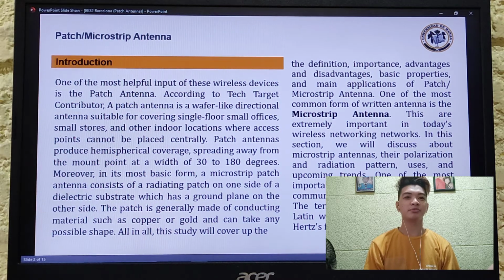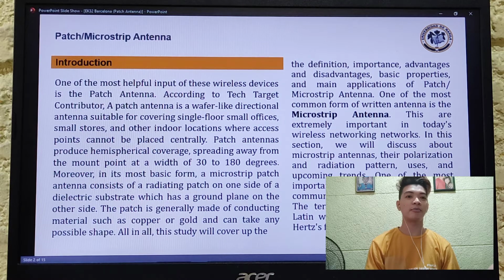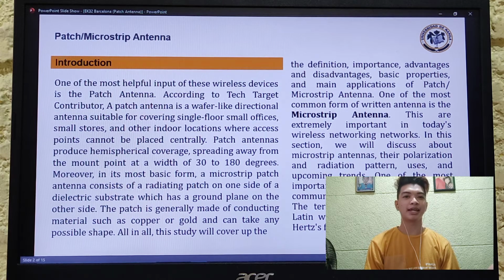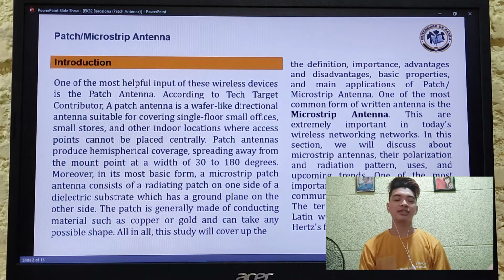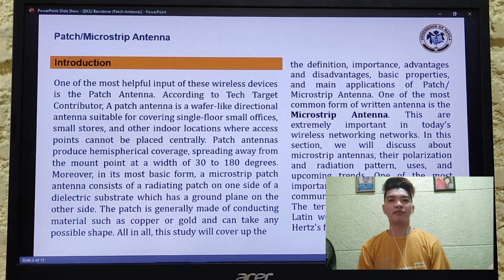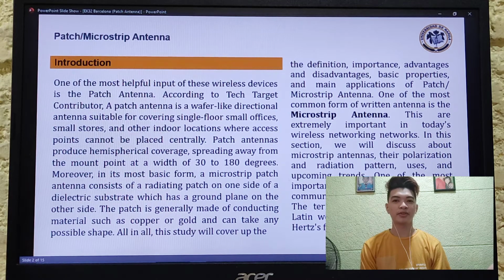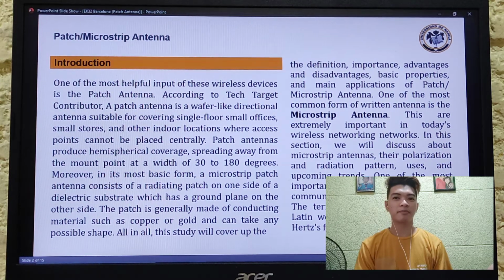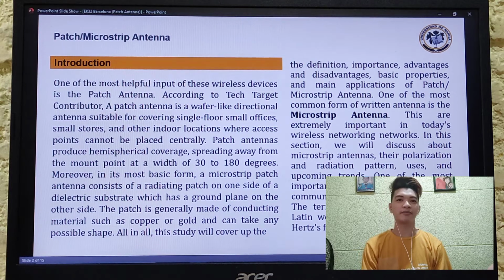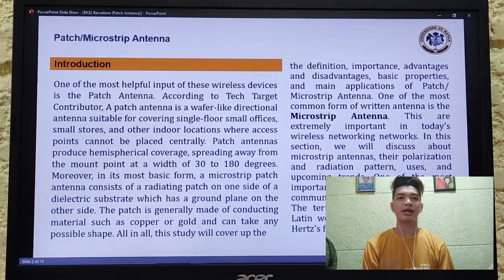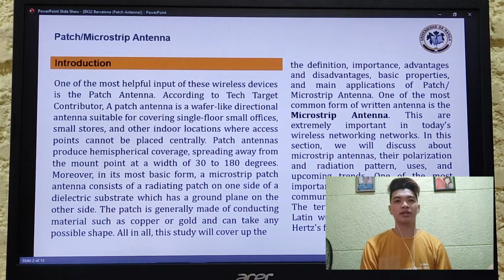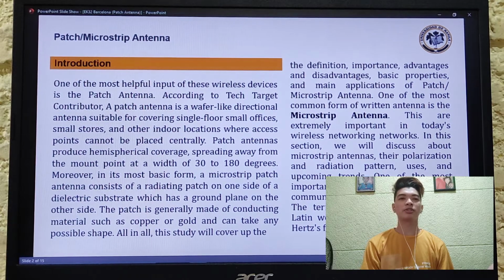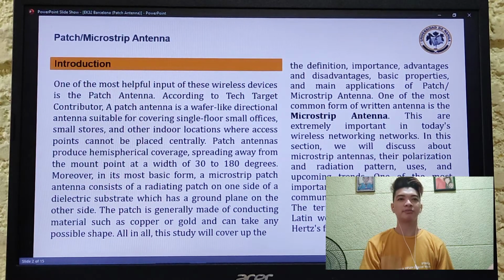Moreover, in its most basic form, a microstrip patch antenna consists of a radiating patch on one side of a dielectric substrate which has a ground plane on the other side. The patch is generally made of conducting material such as copper or gold and can take any possible shape. All in all, this study will cover the definition, importance, advantages and disadvantages, basic properties, and main applications of patch or microstrip antenna. One of the most common forms of real antenna is the microstrip antenna.